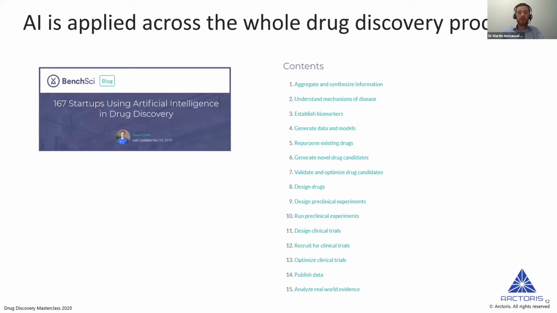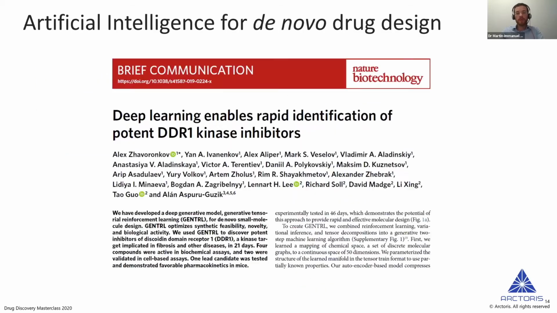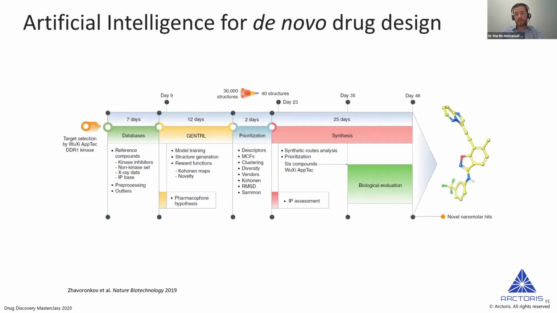I just want to highlight one example, which in this case is de novo drug design, where there have been a few very interesting papers coming out in the past few years. One of them is published by Alex Zhavoronkov and his group at Insilico Medicine, who spoke about enabling the rapid identification of a DDR1 kinase inhibitor, where they completed a process that normally would take between 1.5 and 2 years in about 45 days.